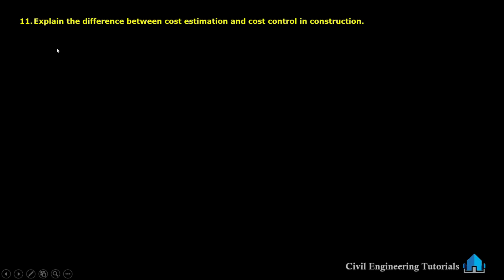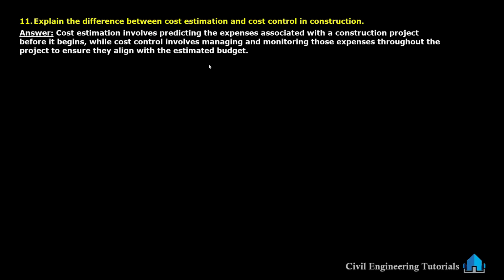Explain the difference between cost estimation and cost control in construction. Cost estimation involves predicting the expenses associated with a construction project before it begins, while cost control involves managing and monitoring those expenses throughout the project to ensure they align with the estimated budget.